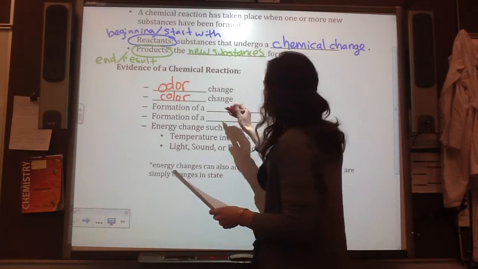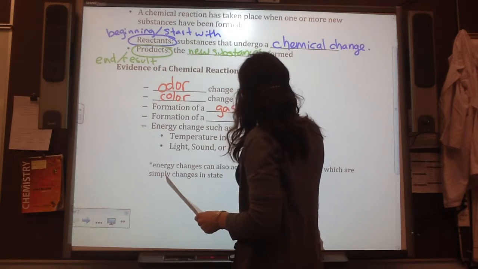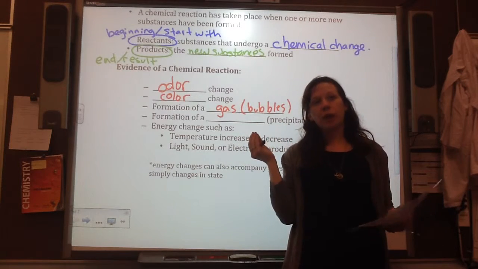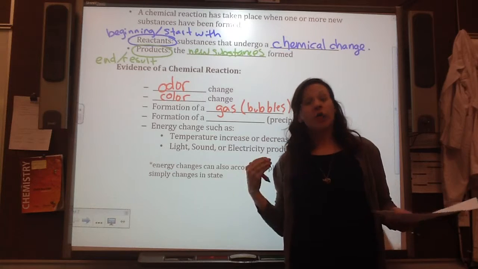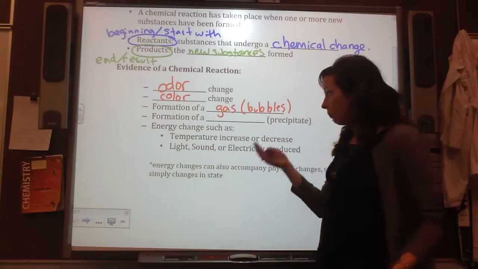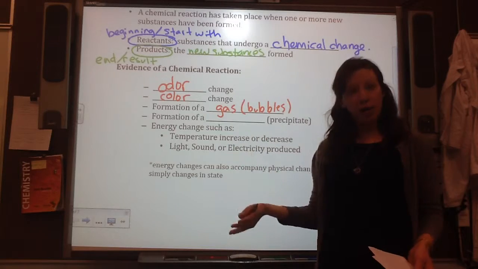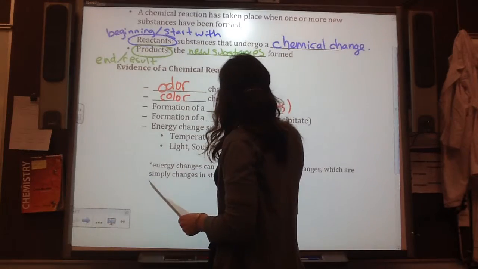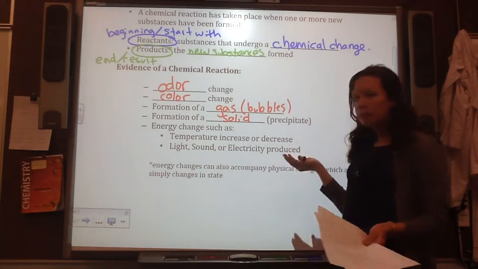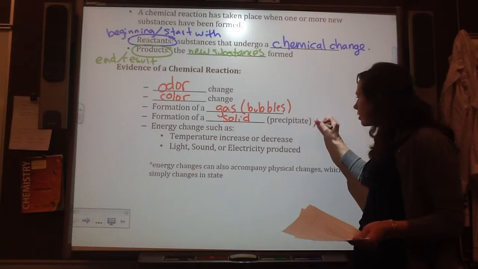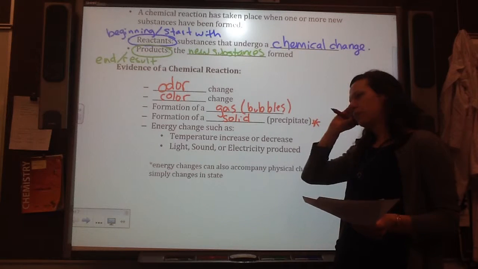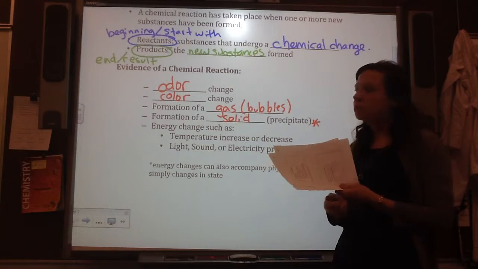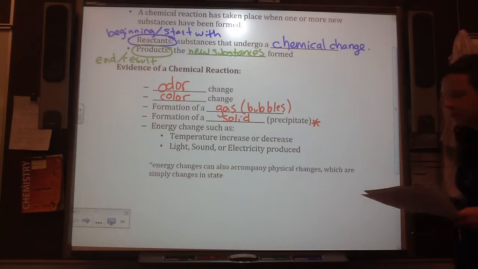Also, if we have formation of gas, bubbles. When you put your magnesium strip into the acid and got bubbles, that was a chemical reaction. Specifically, we produced hydrogen gas. Also, if you form a solid, this is called a precipitate. I'm going to show you lots more about this after we go through this more. When we start doing reaction types, we're going to do lots of precipitates.